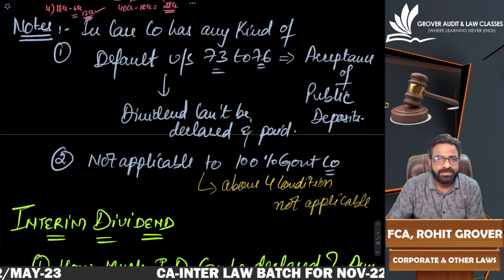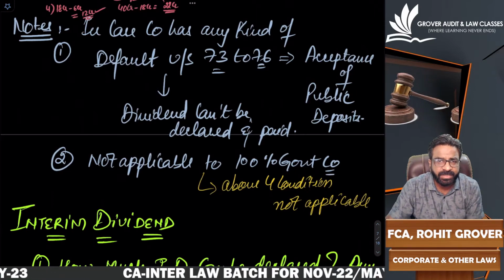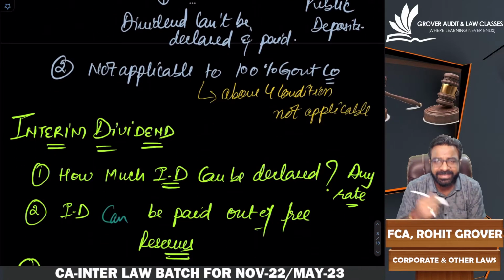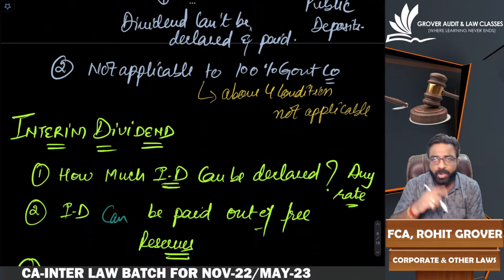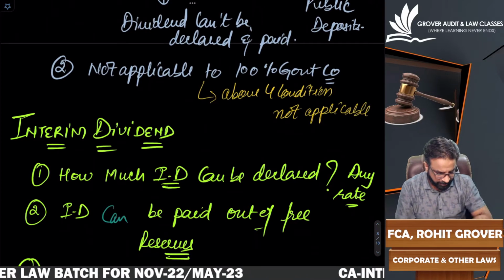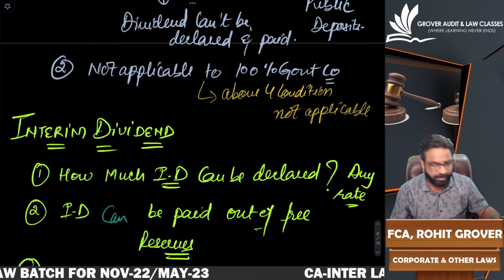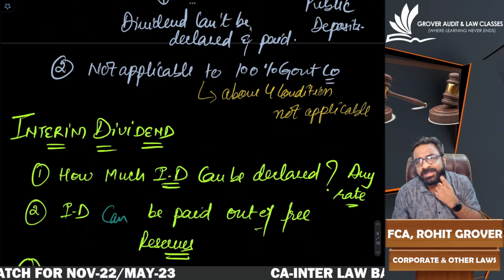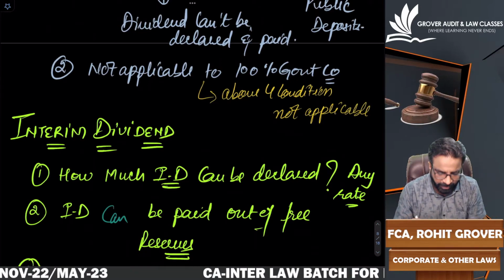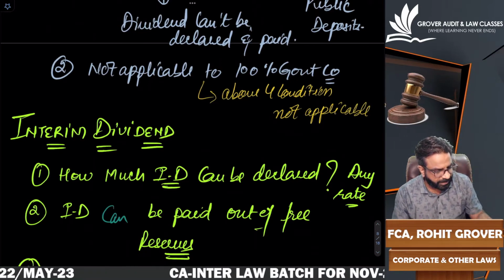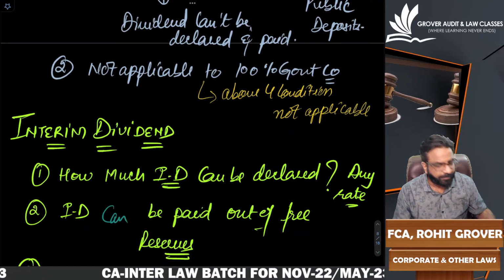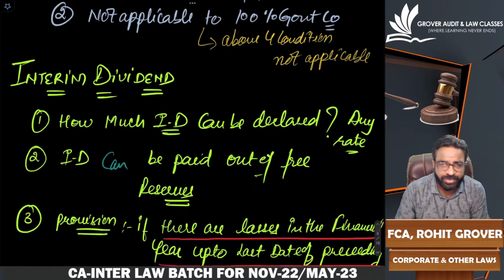Next point, what we understood is that all the above 4 conditions are not at all applicable to a 100% government company. What do you mean by a 100% government company? It is one in which government control is how much? 100%. So it is not applicable to the 100% government company.